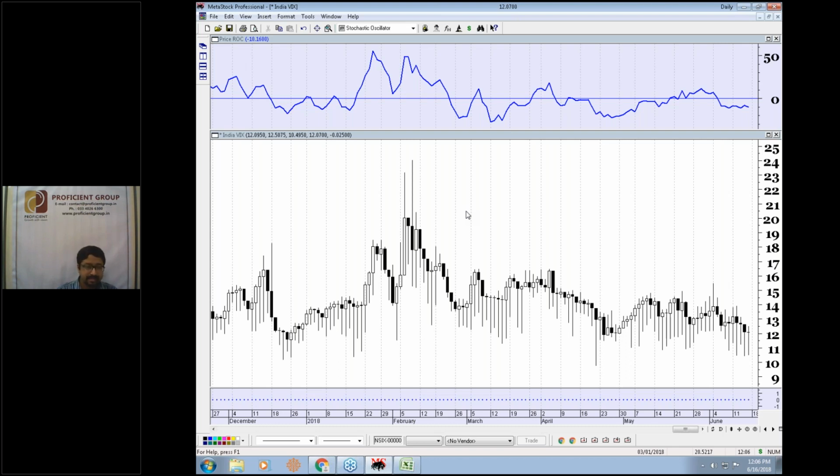We can take advantage of these short-term spikes in volatility, we can create trading strategy in VIX. But since VIX cannot be traded in India, there is no point in talking about that as of now, at least.